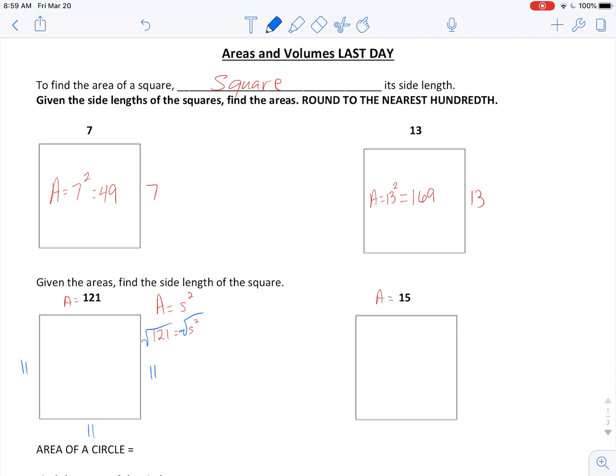Now, why don't you guys pause the video and solve for this next one here? You will get a pretty big decimal, but use your calculators. Now again, if 15 equals side squared, well, what's the opposite of squaring a number? How do I get rid of a square? Well, we square root. Square root of 15 is 3.8729, so we'll just round to 3.87.